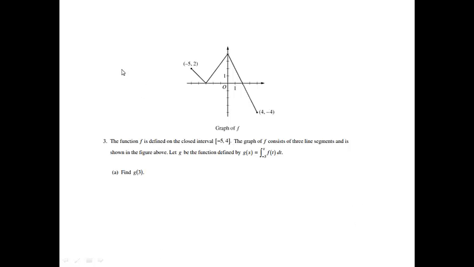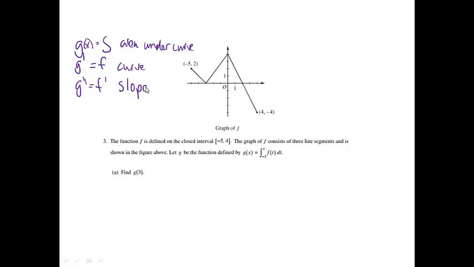Well, this is one of those problems, and before I even get going, I am going to list what we know. So g of x is equal to the integral, which I know is going to equal the area under the curve. So if I find g prime, that's going to equal f, which is the curve. And then g double prime is going to equal f prime, which will be the slopes of f. So if we write that down, hopefully we don't need to think about that later.